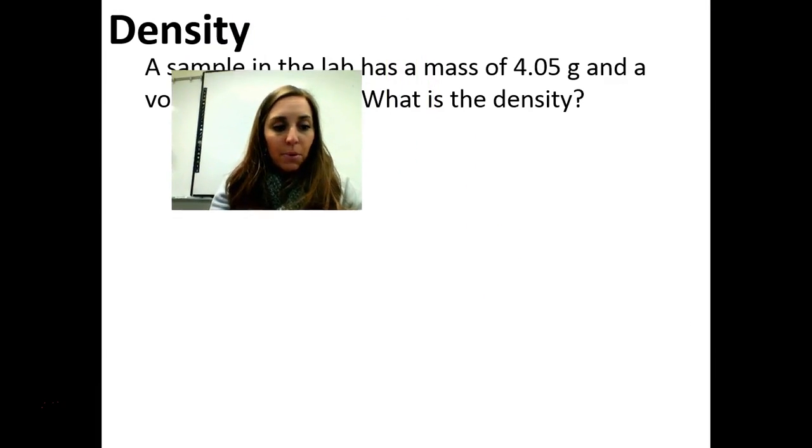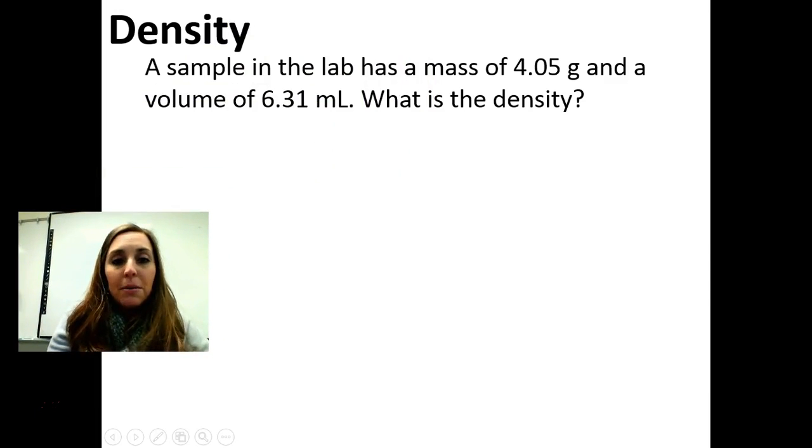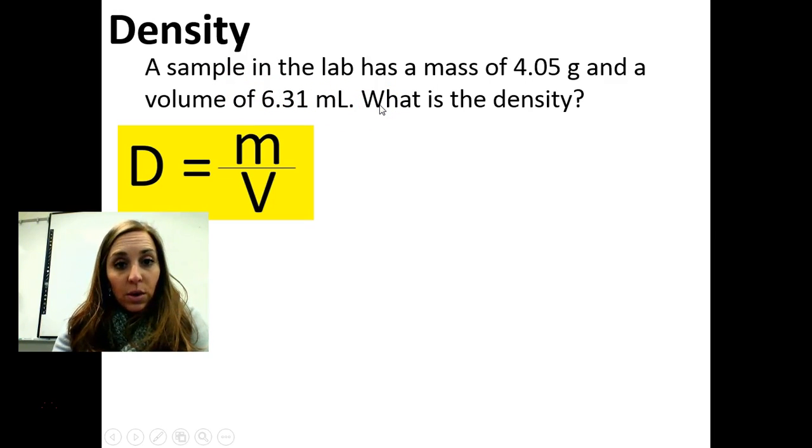All right, so let's work through some problems. You want to identify what every bit of the problem is. So this says a sample in the lab has a mass of 4.05 grams and a volume of 6.31 milliliters. What's the density? Always want to use the equation. So what you're solving for is density. Well, that means you probably know the other 2 pieces. Here's the mass right here, 4.05 grams. And here's the volume, 6.31 milliliters. So you plug them in where you need them.